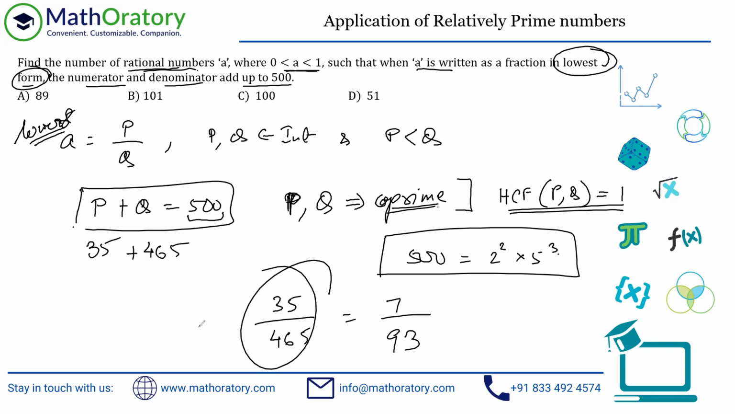I'm always thinking this total to be 1000. Anyhow, so you have 7 by 93. In that case, you can see that these two are not adding to 500 anymore. Same reason, right? That's not the reduced form.